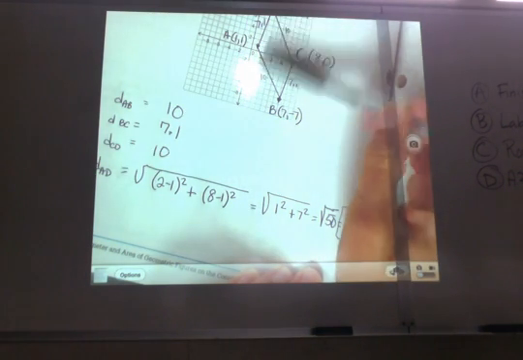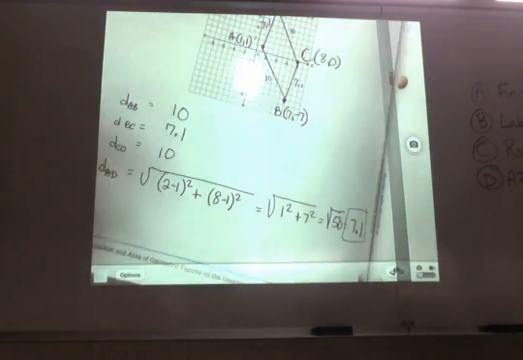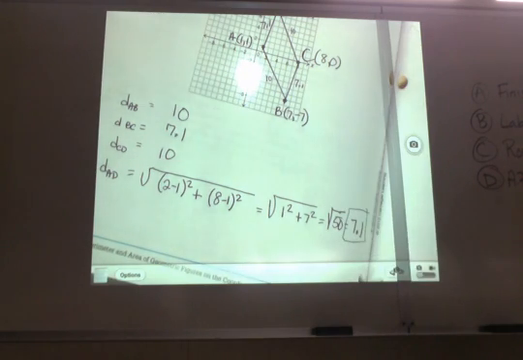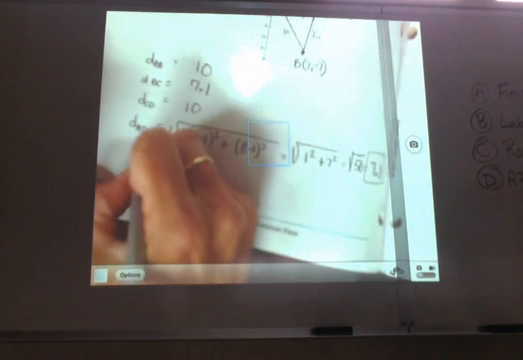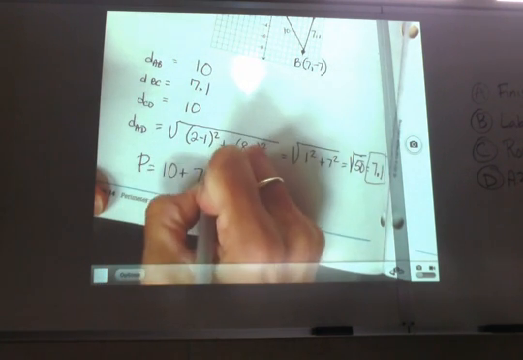So these two are the same, and those two are the same, just like in a rectangle, yes? This is like a shoved over rectangle, okay? They wanted perimeter, so we have to add those up. So perimeter is 10, 34.2.